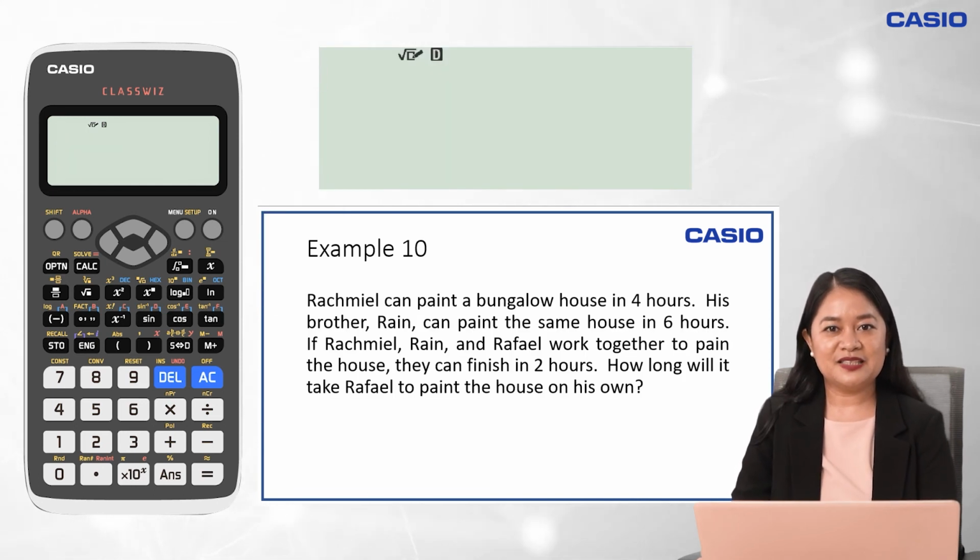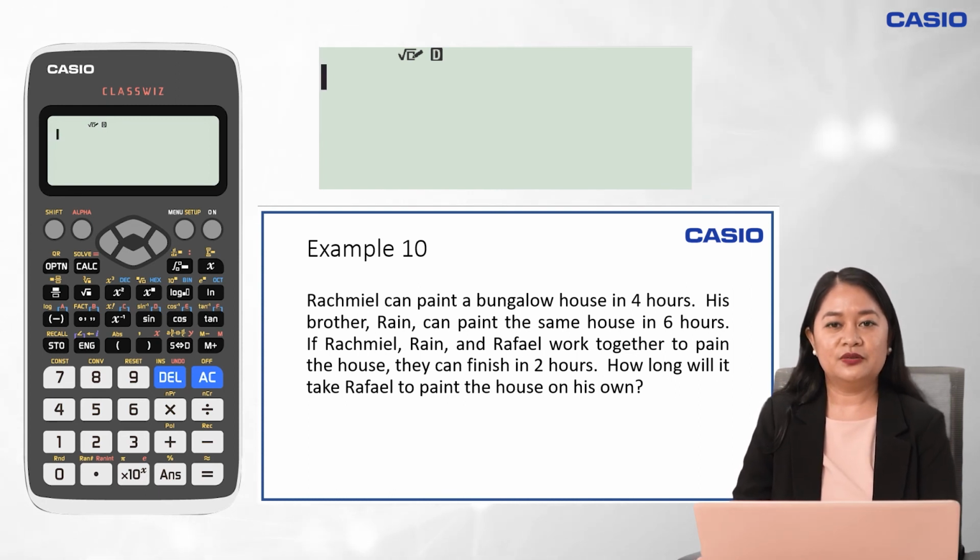Now, let us apply this method in solving a word problem involving a rational equation. To construct an equation for this problem, add the portion or part of the house that can be done by each person alone in 1 hour. Then, we equate to the portion or part of the house that can be done if the three of them will work together. Since Rakhmel can paint the house alone in 4 hours, then, estimately, Rakhmel can finish 1/4 of the job in 1 hour.